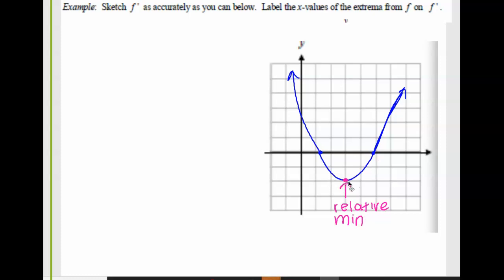The relative min of f prime would become a 0 of its derivative. Where this is decreasing, it would be negative on the next derivative. And where this is increasing, it will be positive. So this graph goes decreasing, increasing. So this is 0, negative, positive.